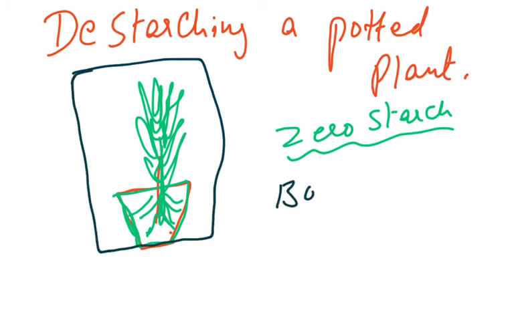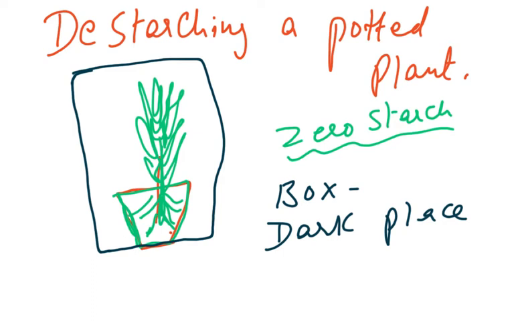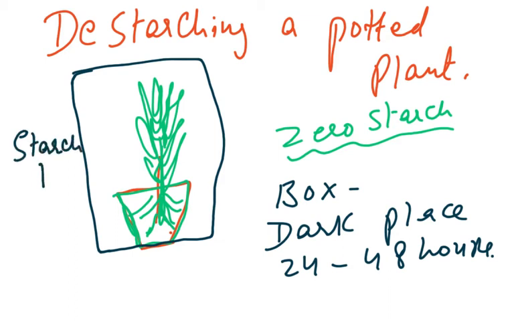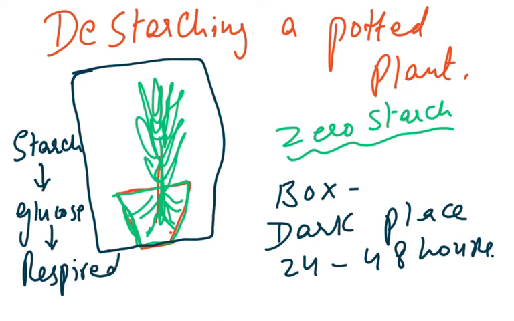So we keep it in a box, or you keep it in a dark place where there's no light, and you keep it in that for 24 to 48 hours. Now, during this 24 to 48 hours, what is going to happen? If there was any starch stores in it, the starch stores are going to be converted to glucose. The glucose is going to be respired and energy released, because this plant has to survive this time for 48 hours that you've kept it in a dark place. So destarch a potted plant.